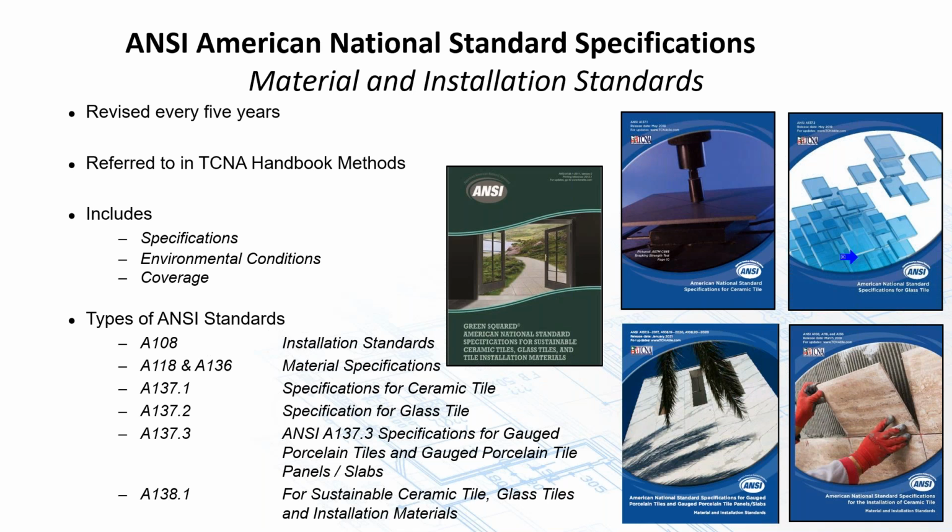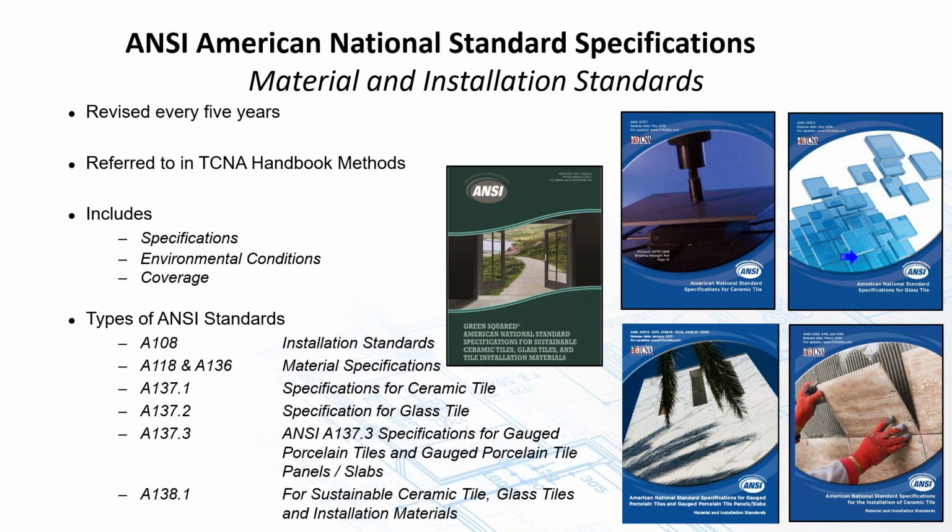That's important. Different types of ANSI standards, A108, like A108.6, are installation standards, or a new standard that was created last year, A108.20, is the new standard for gauge porcelain tile installation for exteriors. So A108 are installation standards. A118 and A136 are material standards. Those material standards say how a tile should be made or what the tolerances are for a tile, as an example.